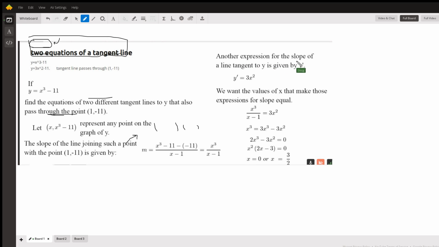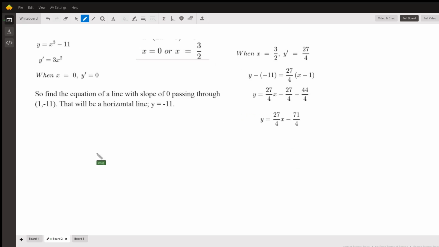Now another expression for the slope of the line tangent to y is given by the first derivative, which is 3x squared. And we want to know what values of x make those two expressions equal. So we want to solve this equation right here, which we do by multiplying both sides by x minus 1, factoring out the x squared, and using the zero product property. x is 0 or x is 3 halves.